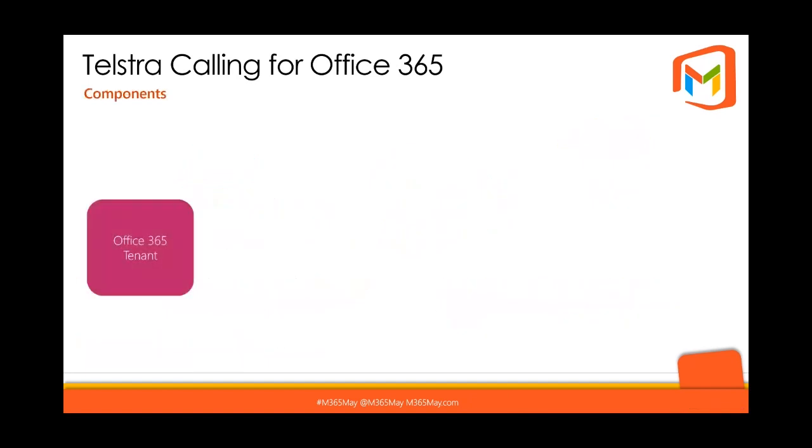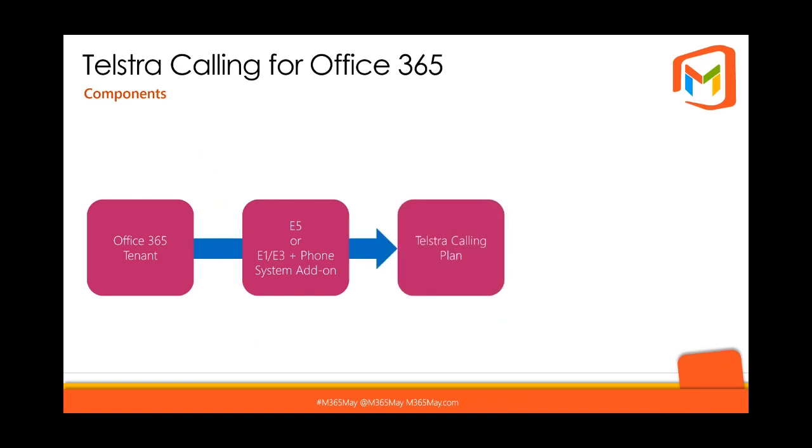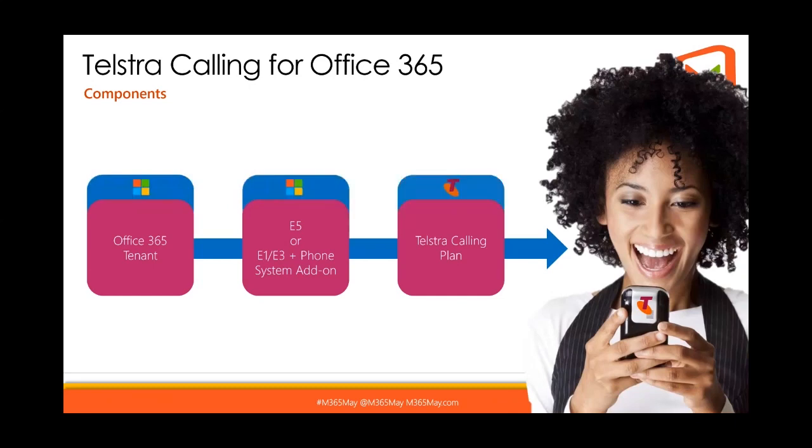So components, what do I need? First up, of course, I need an Office 365 tenant. I then need to be licensed for phone system. That is included in E5, or it is an add-on for E1, E3, or the similar A licenses for academic. The phone system is an add-on license for those packs. I then need a Telstra calling plan. And once I have those three things, I have a happy user that's using a very old mobile phone that is able to make and receive calls through Teams or Skype for Business using the Telstra calling plan.